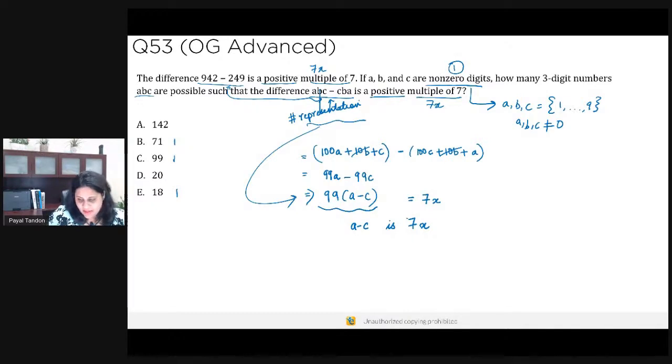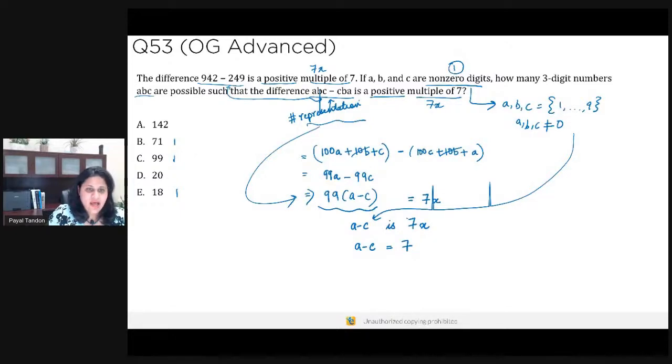Now let's look at something else. A minus C, what are the possible values here? They are single digit numbers. A is anywhere from 1 through 9, and C is anywhere from 1 through 9. So what could be the possible value? The only value possible for A minus C to be a multiple of 7 is that A minus C is 7.